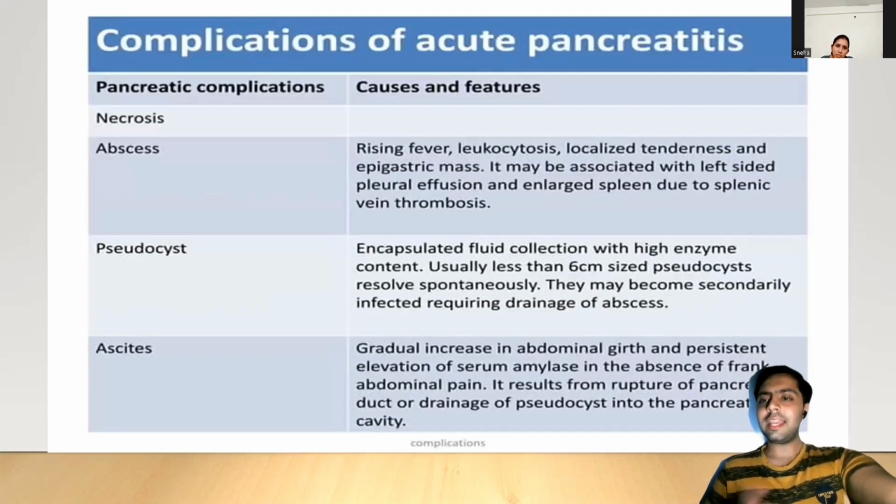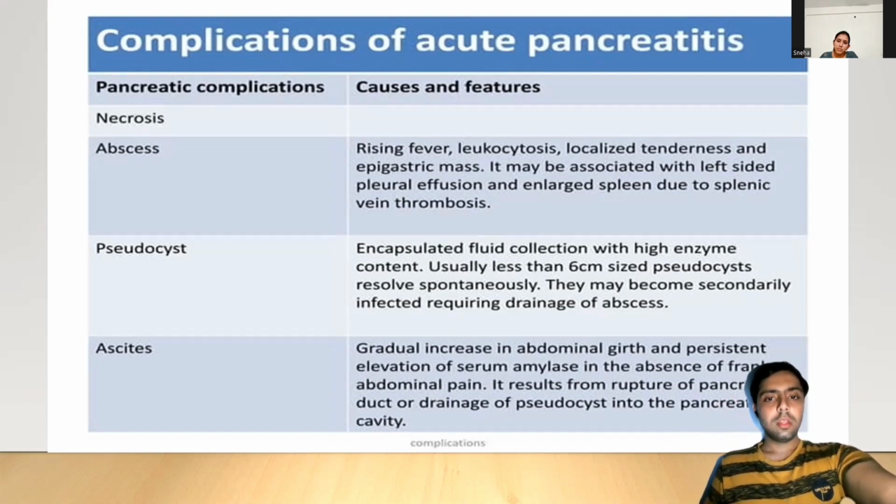In general, in any abscess in the body, you will see a rising fever, WBC count, localized tenderness, and there will be a pleural effusion, and I will tell you later. Pleural effusion has two things, the main mechanism. The most common mechanism is basically a fistula formation, which I will be discussing later.